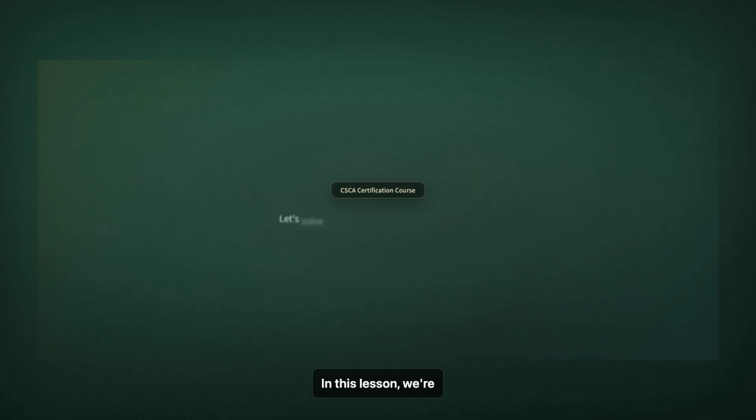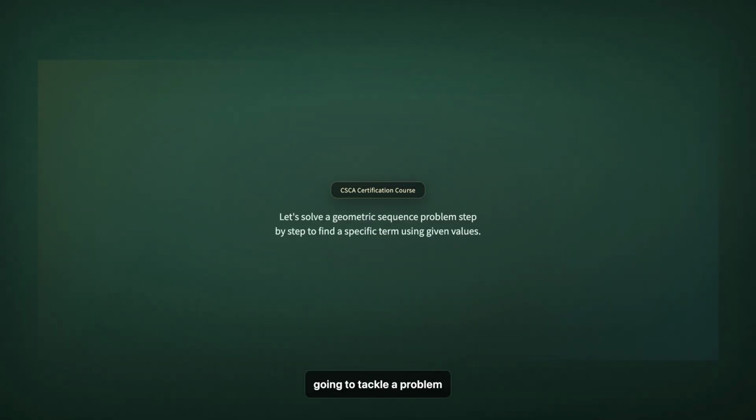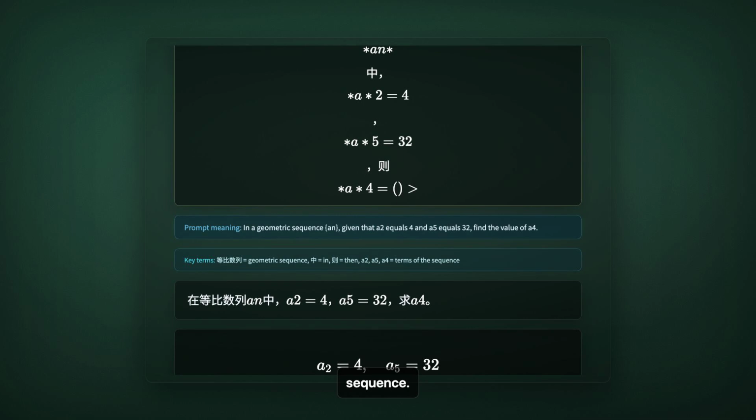In this lesson, we're going to tackle a problem involving a geometric sequence. Geometric sequences are fundamental in algebra, where each term is derived by multiplying the previous term by a constant called the common ratio. Here, we know the second term a sub 2 is 4, and the fifth term a sub 5 is 32. Our task is to find the fourth term a sub 4.